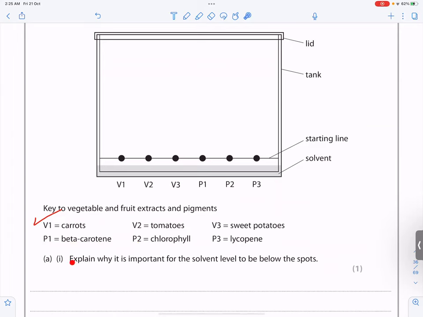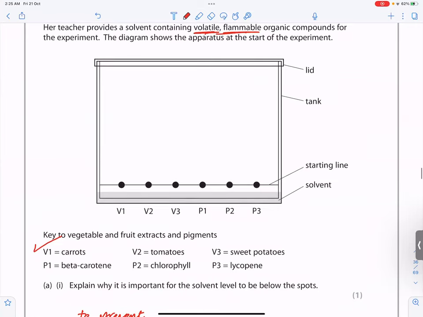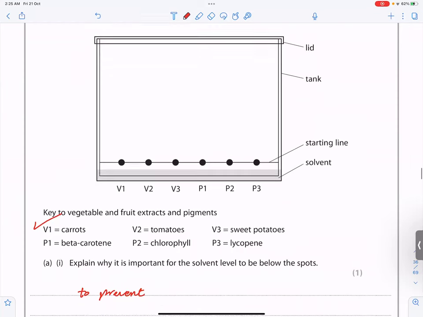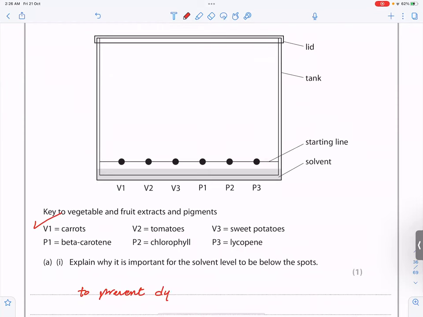Explain why it's important that the solvent level to be below the spots. يبقى هنا to prevent ال food coloring او ال coloring food extracts يعني اللي هي dyes from dissolving in solvent.